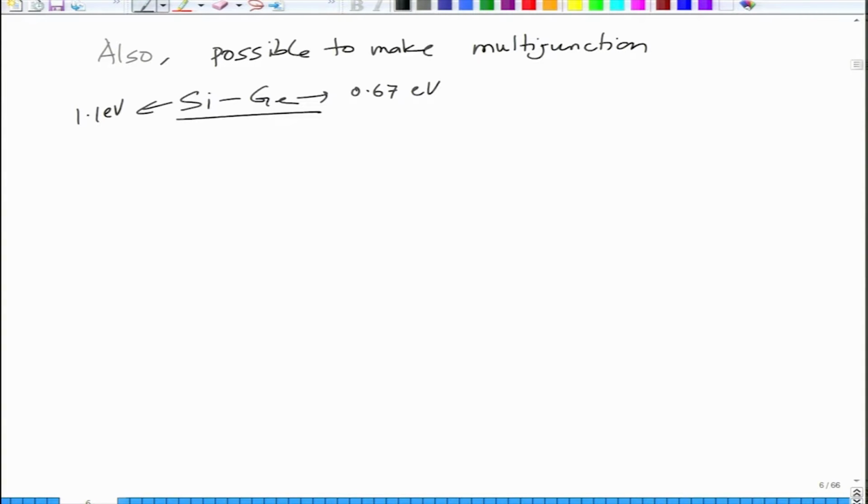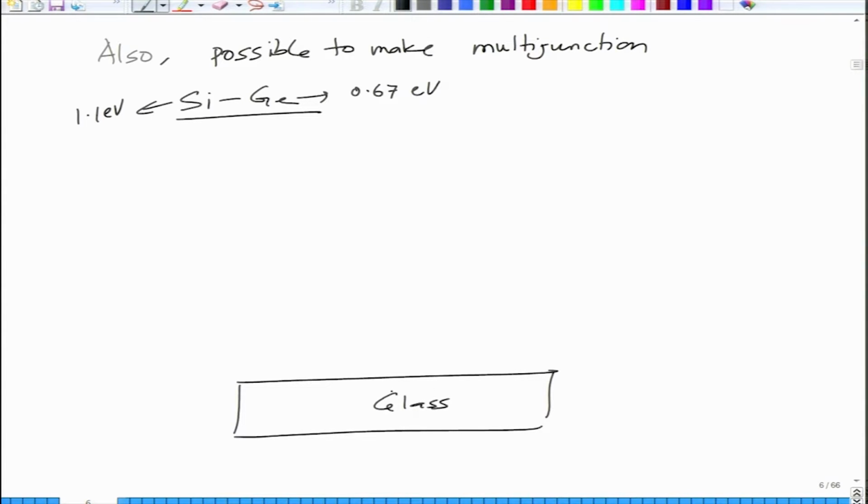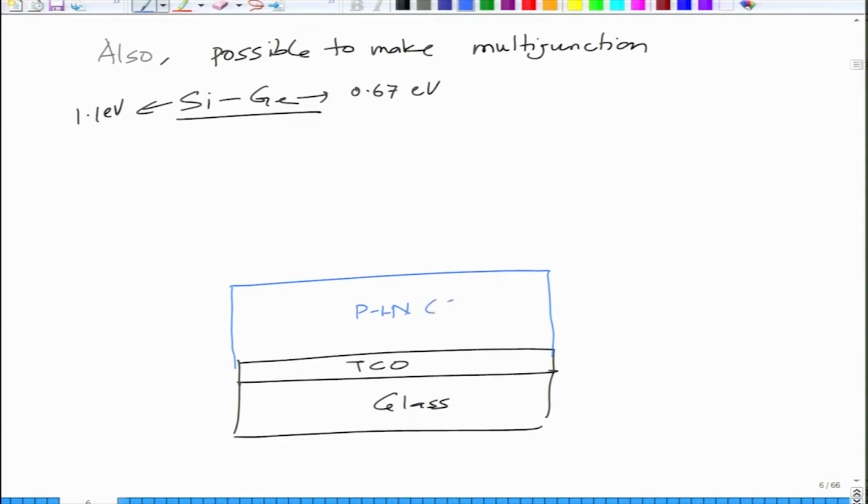So the way you do it is, you have a glass substrate, so you have glass, then you put a TCO, then you put a pin. So this is the first pin that you put of silicon, okay, and then you put an intermediate layer. You can put an intermediate layer, or else you can put another pin.